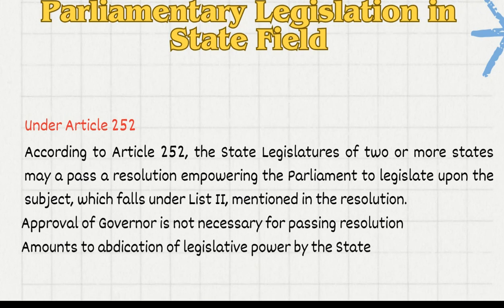Next, it must be remembered that passing of a resolution by a state legislature under Article 252 amounts to abdication of legislative powers by the state in favor of the Parliament. This means that the state legislature is no longer competent to pass any laws with respect to the matter mentioned in the resolution passed under Article 252.